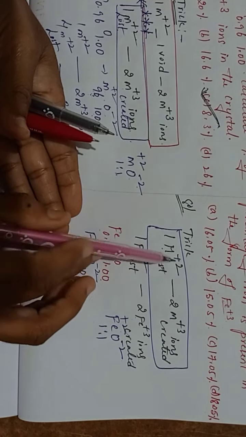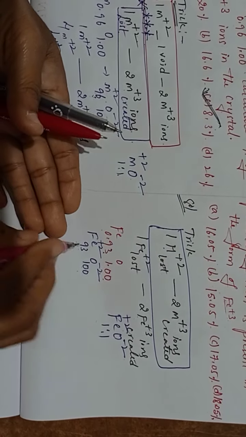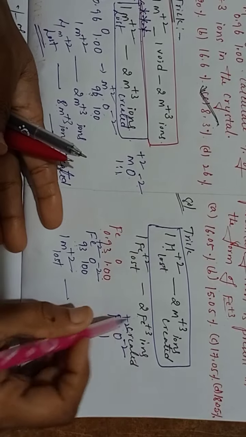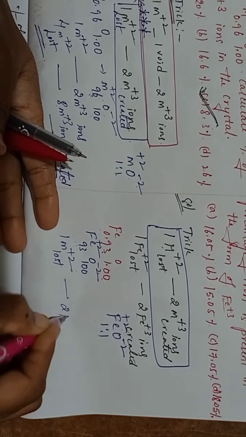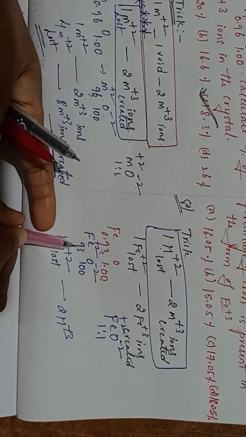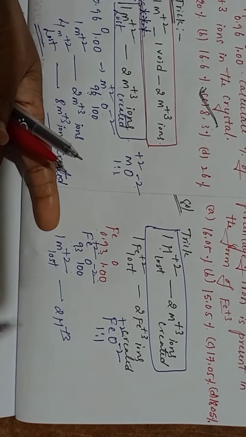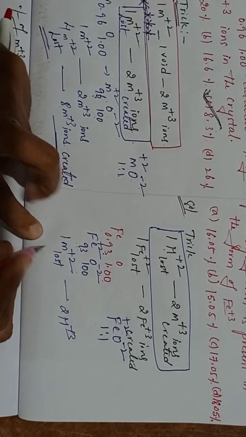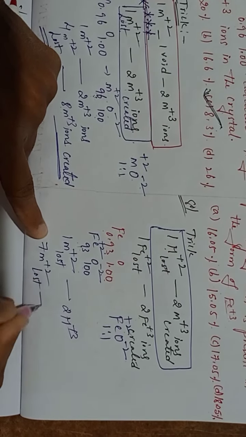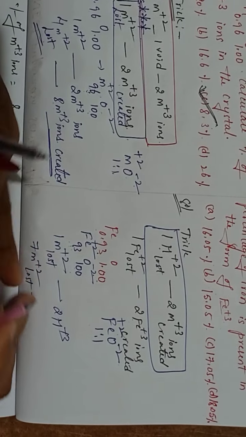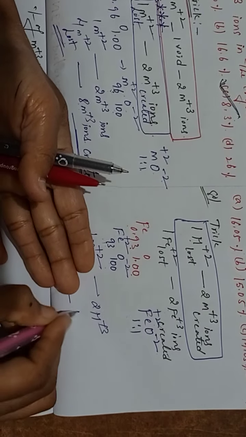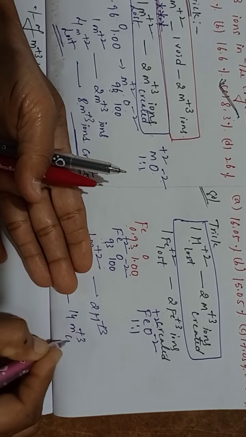We know that 1 M+2 lost means how many it is creating, students? 2 M+3 creating, correct? So here how many lost in the question? 93 given. That means 7 it is lost. Okay, now 7 lost. So 7 M+2 ions lost. Then how many M+3 ions are created, students? 7 2s are 14. Are you understanding? 7 2s are 14 M+3 created.